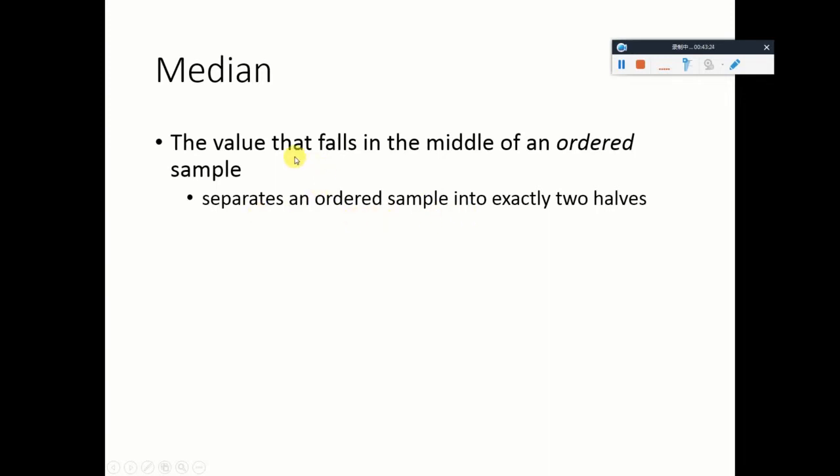So if the median is right at the center or middle of a sample, then it will divide the sample into exactly two halves, right? So we have a sample of values, and the median is always here. This is the median. So we have two halves, exactly. This is 50%, this is another 50%.